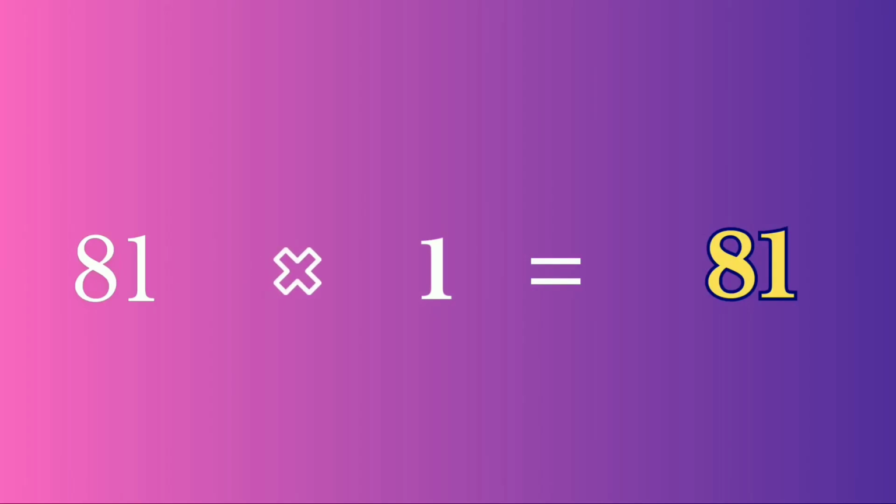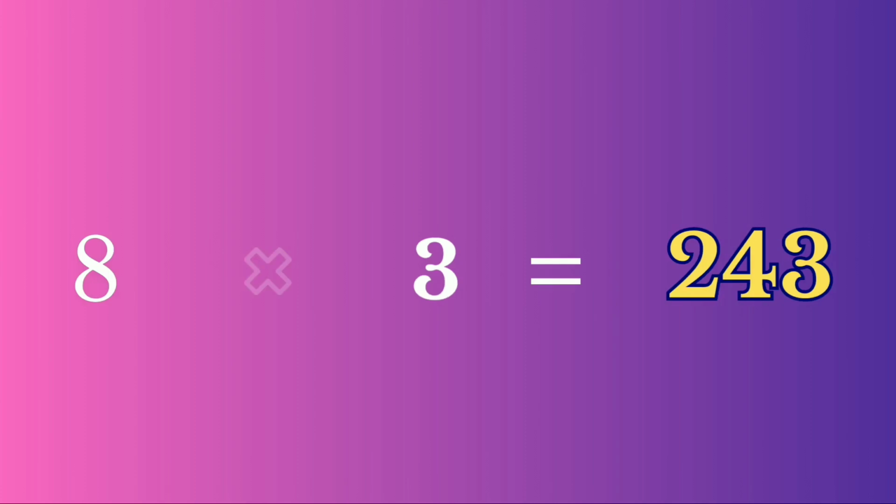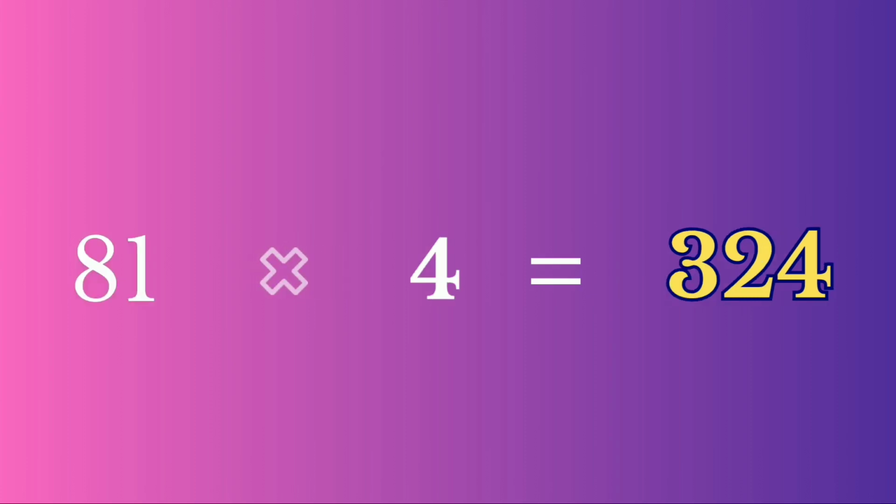81 ones are 81. 81 twos are 162. 81 threes are 243. 81 fours are 324.